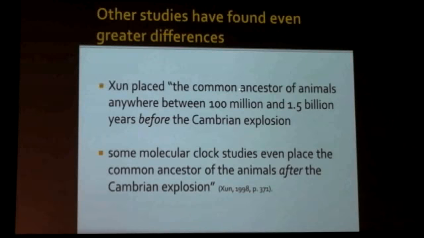And then you get some more interesting ones. One common ancestor of animals, this is Zhuravlev, I guess you pronounce that, was anywhere between 100 million and 1.5 billion years before the Cambrian explosion using this technique. And there became more and more of these problems. Some molecular clock studies even place a common ancestor of the animals after the Cambrian explosion. Of course, that can't be true.